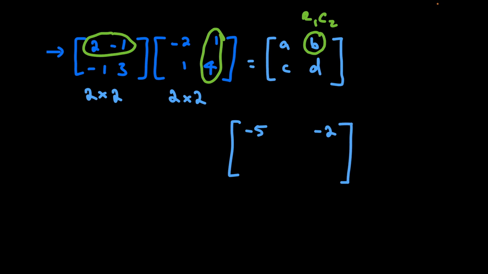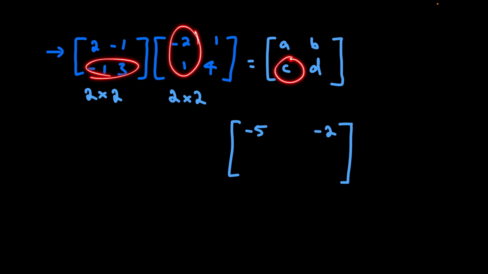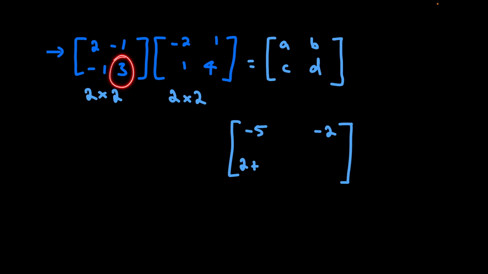We can now do, in this third entry over here, the second row times the first column, and that gives us the value of C. So -1 times -2 is 2, plus 3 times 1 is 3, so this gives us 5.